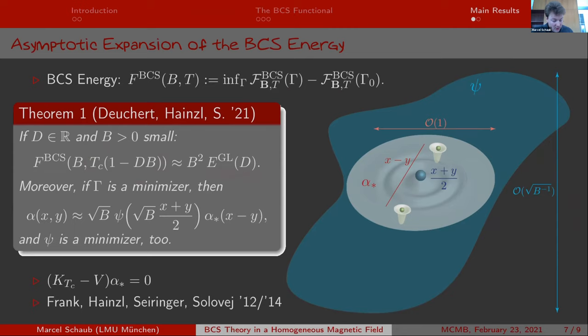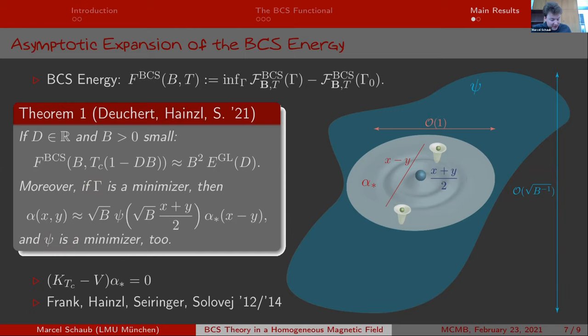And moreover, I have a decomposition result, which is saying that this Cooper pair wave function decomposes into a product where the microscopic part of the theory is encoded in the relative coordinate. It's given by the translation invariant BCS theory, i.e. the ground state eigenfunction alpha star. So this is the microscopic part you see here. And then I have the macroscopic part, which is the wave function psi, determined in terms of the center of mass coordinate. And this is macroscopically extended and living on the length scale square root of B inverse. And if gamma was a minimizer, then psi is a minimizer of the Ginzburg-Landau functional.